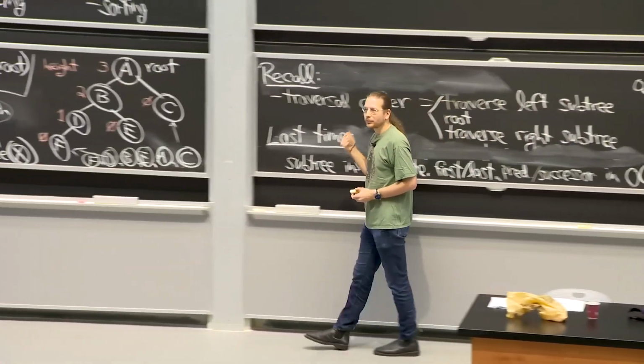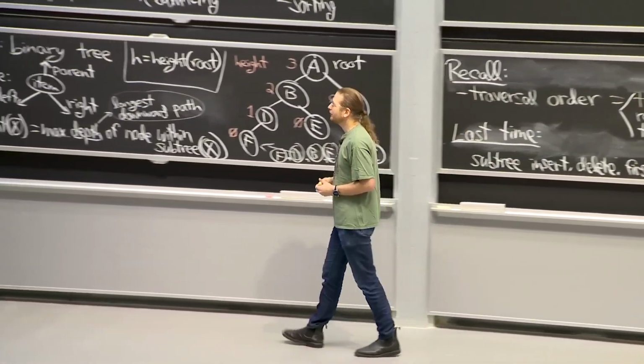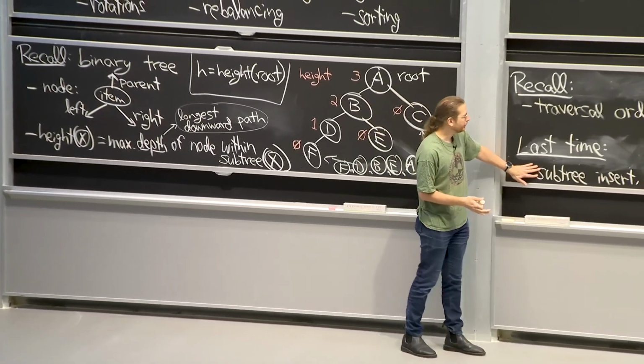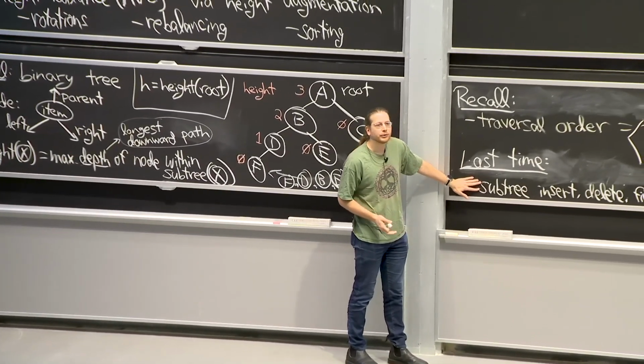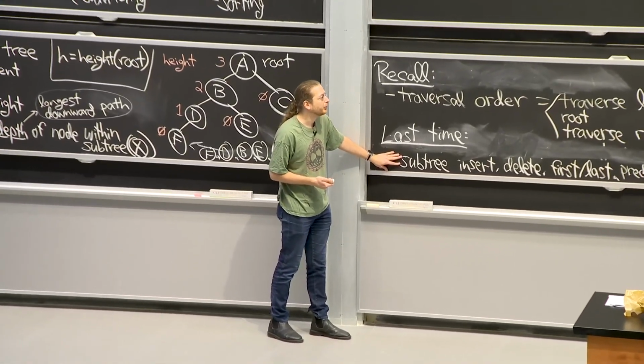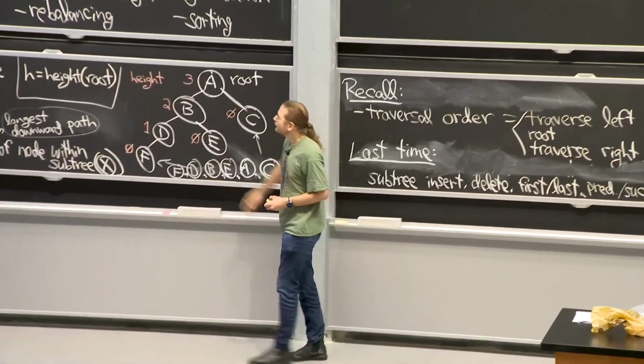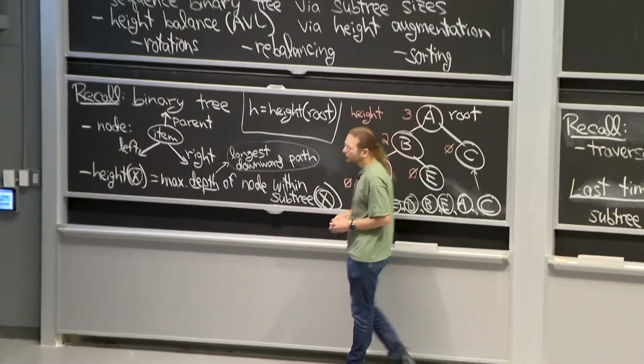But today, we're going to guarantee that H is log n. And so the goal of today is to take all of these operations that run in order H time and get them to run in order log n time, just by modifying the data structure we've already seen. So we've done a lot of the hard work, just a little bit more work we need to do today in something called AVL trees, or height balance.